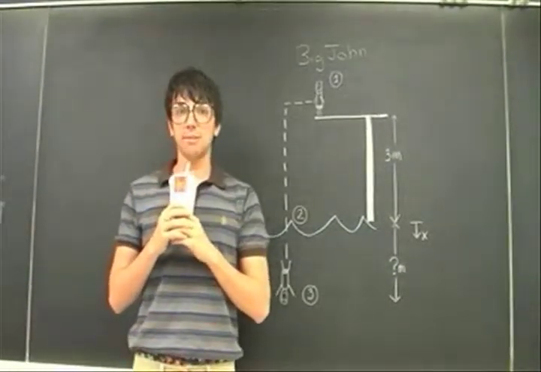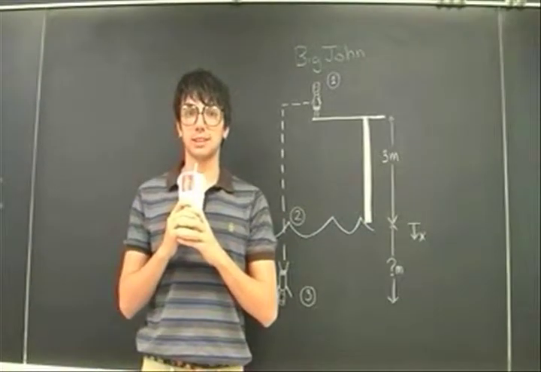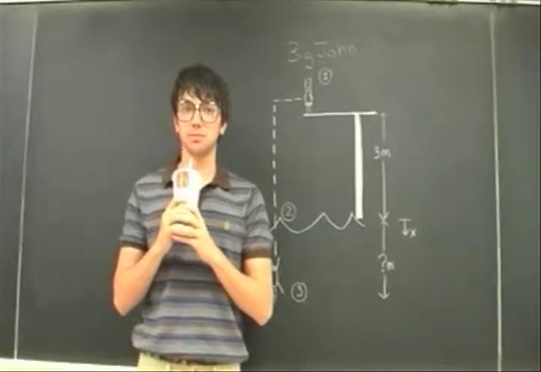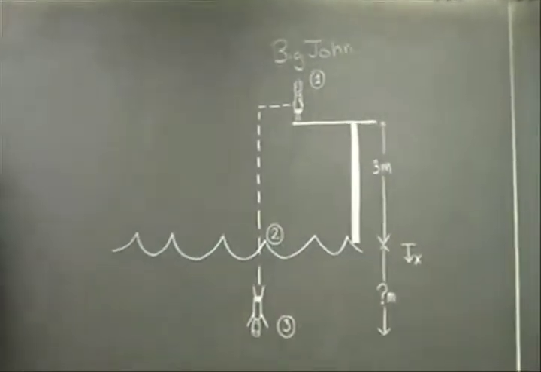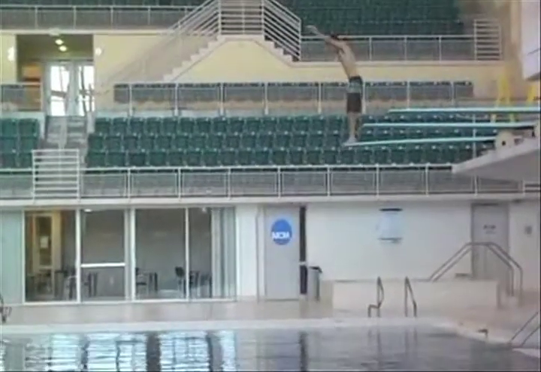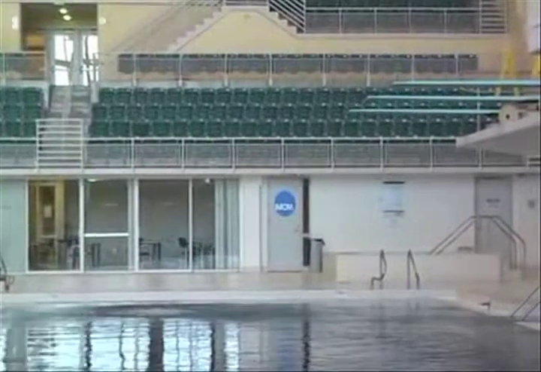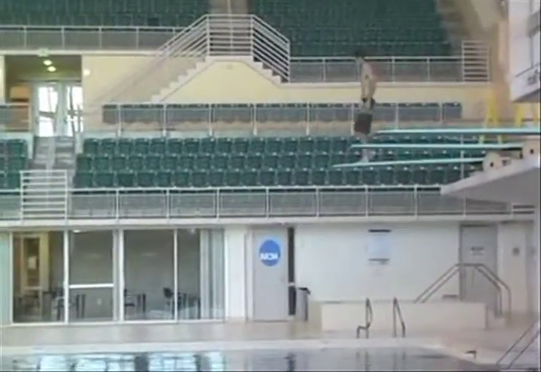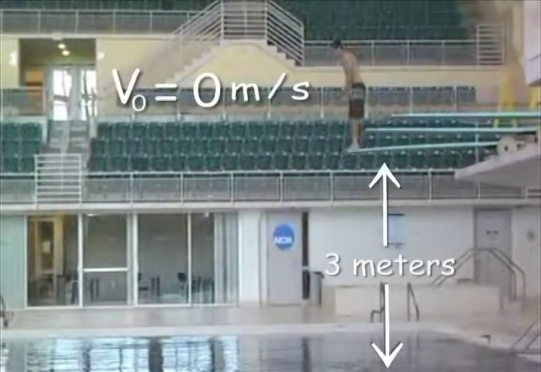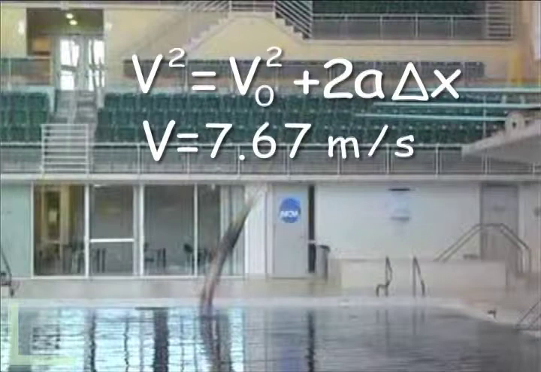If we know that the diving board is 3 meters tall, and we have all of his measurements, we can solve for these things. Let's get to it. Big John is at 0.13 meters above the water. He executes a great dive. He enters the water at 7.67 meters per second.